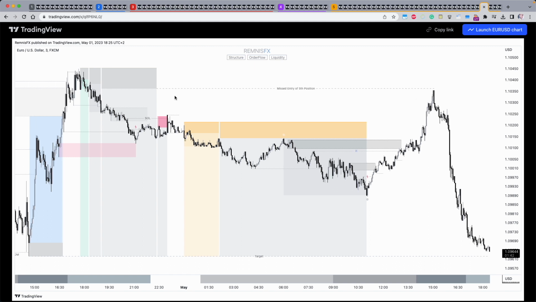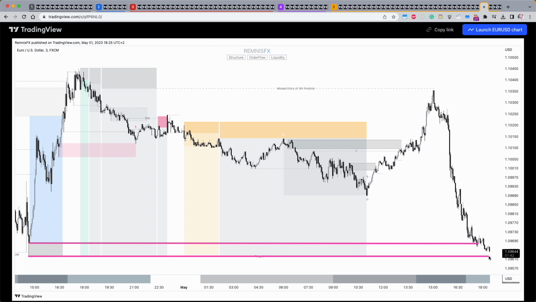And at this point, I marked this one out, a missed entry of the 5th position by literally 1 pip or so. But at that point, I noticed price is very close to my target, right? I was considering getting out early at this point because price was now mitigating this wick, that took out the earlier major bullish endorsement here, but also this candle wick here, right?